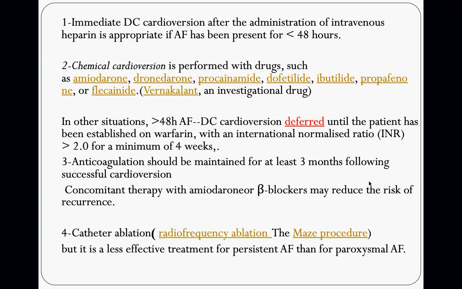In other situations, when the AF is more than 48 hours, DC cardioversion, as we said, is deferred until the patient has been established on warfarin with INR more than 2 for a minimum of 4 weeks. Anticoagulation should be maintained for at least 3 months following successful cardioversion. Concomitant therapy with amiodarone and beta blocker may reduce the risk of recurrence.